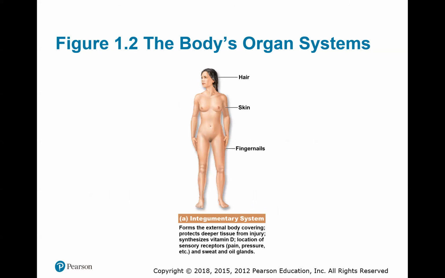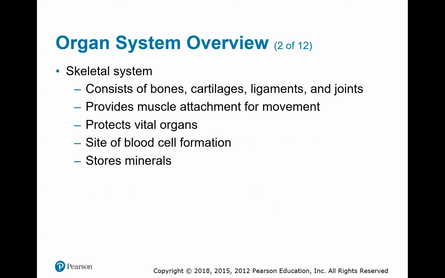All right, so this would be your integumentary system. This will be the first system that we will discuss. And again, you can think of hair, skin, and nails. Moving on from there, we'll talk about the skeletal system. So the skeletal system obviously consists of bones. As I said before, in the adult skeleton, there are 206 bones, but we also have cartilage, ligaments, and joints that are also going to be part of that.